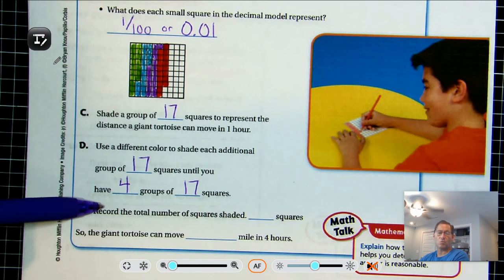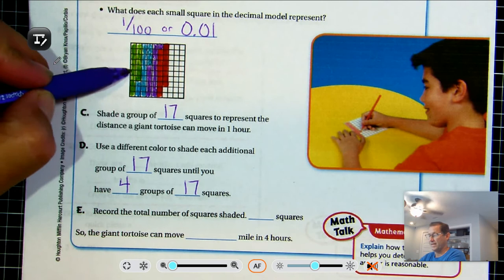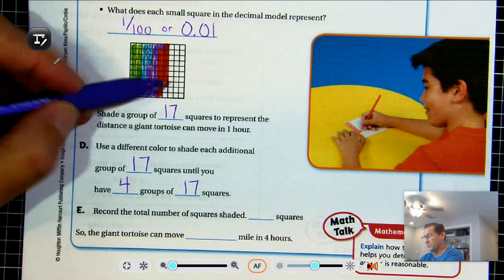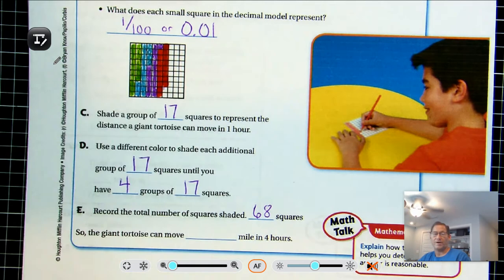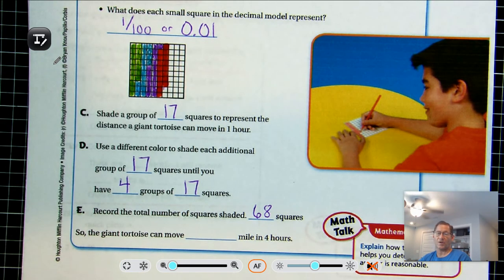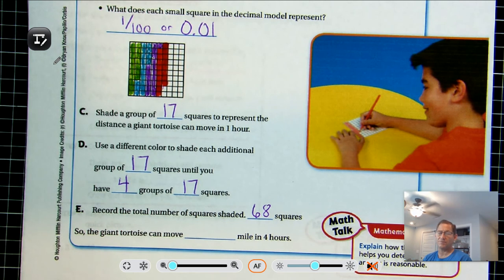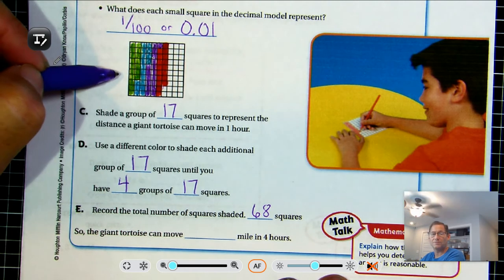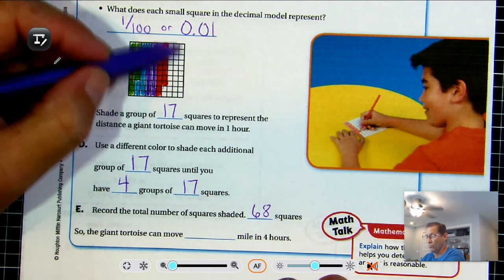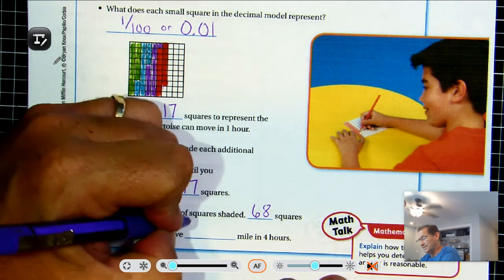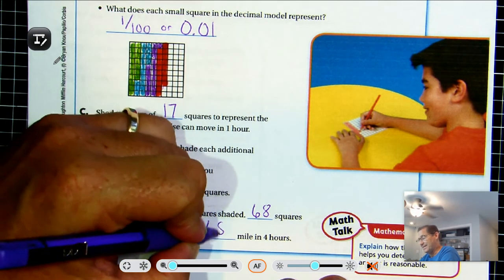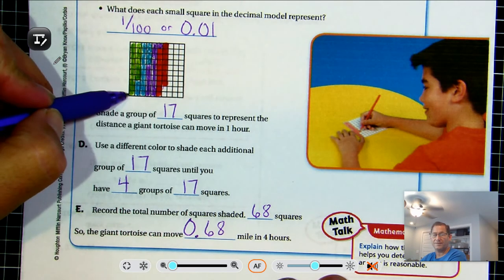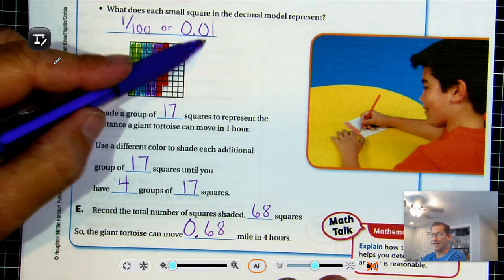So how many squares are shaded? 10, 20, 30, 40, 50, 60, and then 8 more, so 68 squares. Okay, so can the tortoise move 68 miles in 4 hours? No, because this represents one whole. So it's not even going one whole mile. So it's 68 hundredths. Because remember, each square was 1/100th. And we have 68 squares, so we have 68 hundredths.